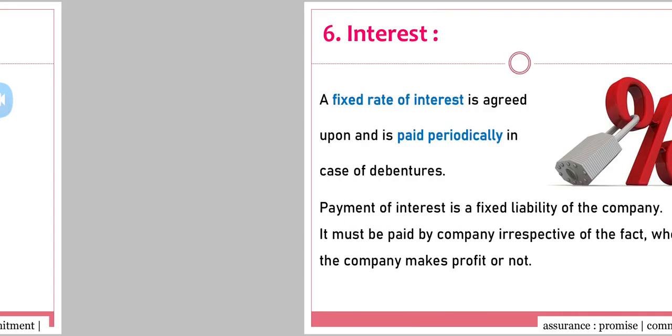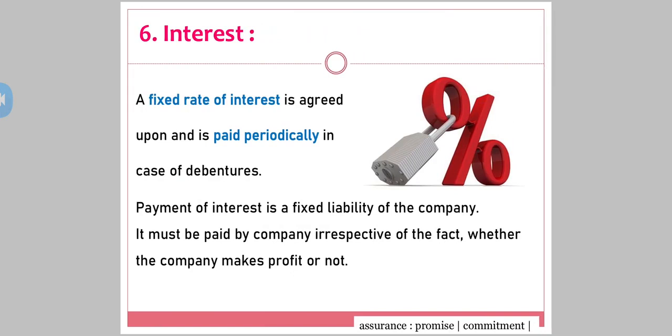The sixth point, and the most important point, is interest. Why would any person, or I can say an investor, invest? To get a return on the investment. No one is a fool in today's world to just give money to someone else to use, right? There should always be a return when a person invests in any asset or business. So a fixed rate of interest is agreed upon and it is paid periodically in case of debentures. Periodically.